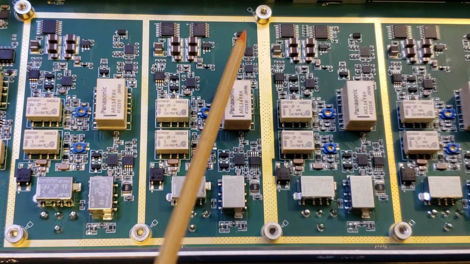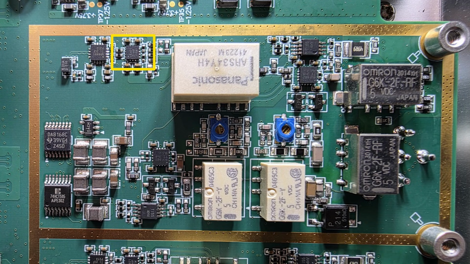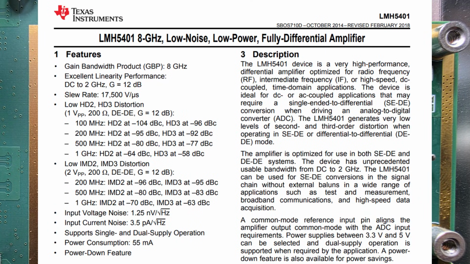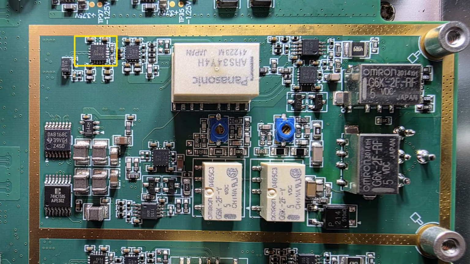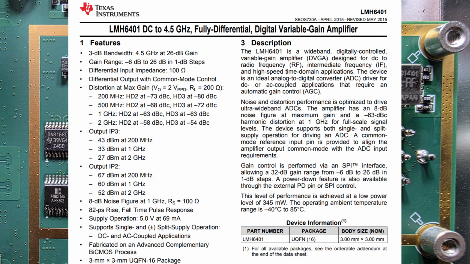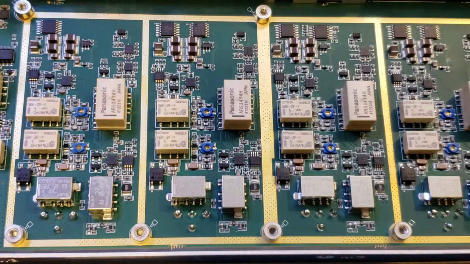Here we have two QFN chips. The bottom one here is an LMH5401, 8 GHz gain bandwidth product low noise amplifier. It has a slew rate of 17,500 volts per microsecond. Here we have an LMH6401, 4.5 GHz bandwidth differential variable gain amplifier. So although the layout of the front end is actually very similar to what we have in the 3000X series, obviously the amplifier chips are different because of the higher bandwidth of the 5104HD.